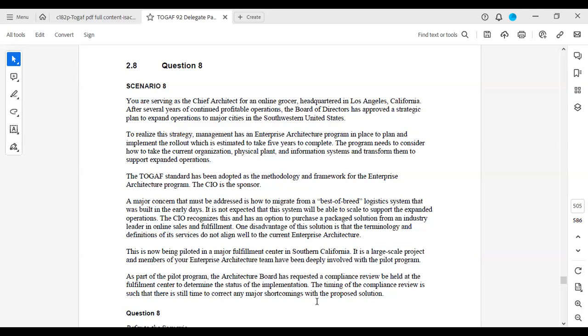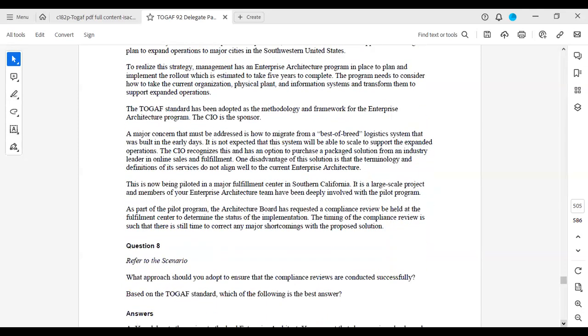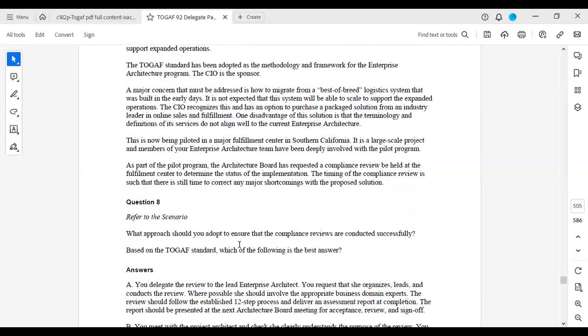Before we drift ahead, what is the topic here basically? It's about compliance. It's about a compliance review. Okay, now what approach should you adopt?